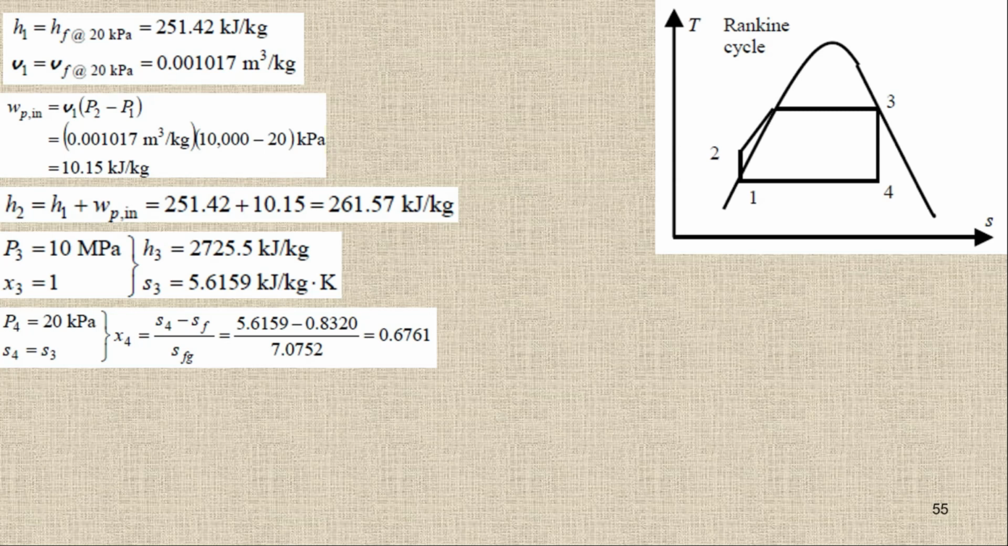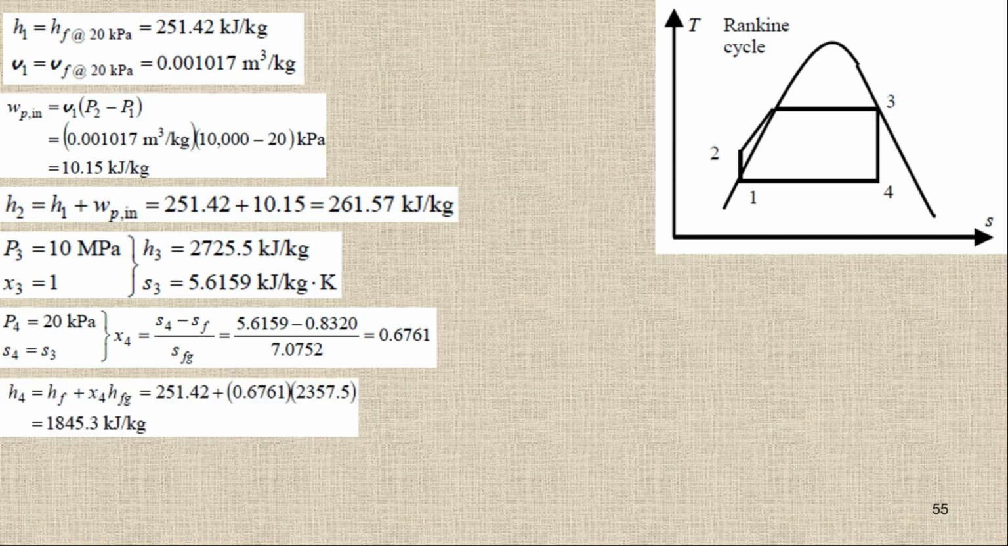So we have to find the quality value, which will be X4. The formula is simply X4 equal to S4 minus SF upon SFG, and we will get the answer of 0.6761. So around 67.61% quality at point number 4. So we can easily check what is the enthalpy at point number 4. So enthalpy will be equal to HF plus X HFG. With the help of this one, we will get the H4 value, which is 1845.3 kilojoule per kilogram.